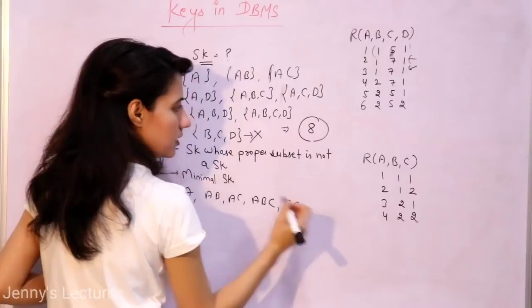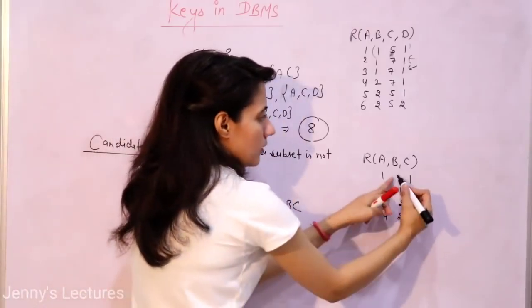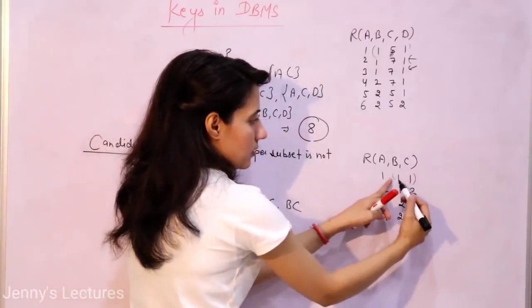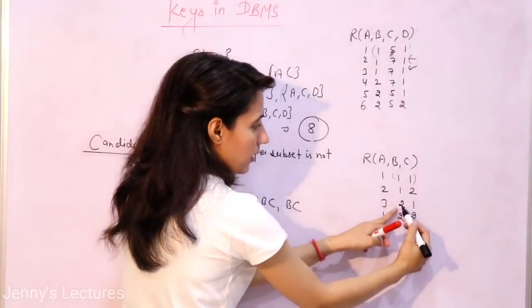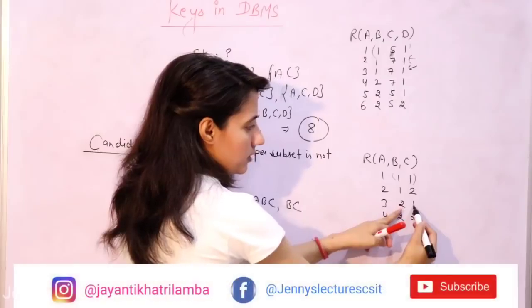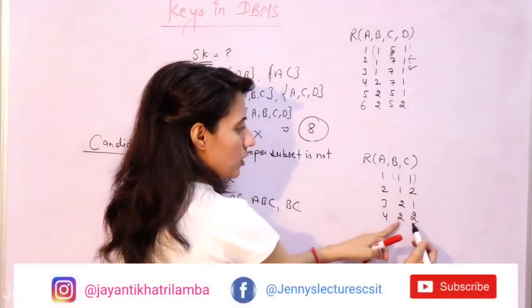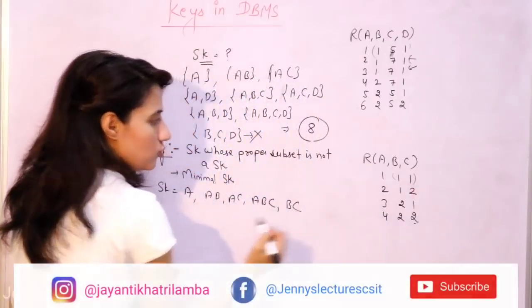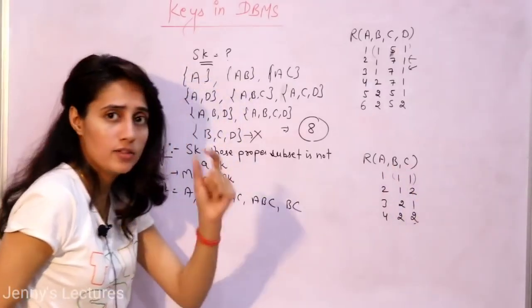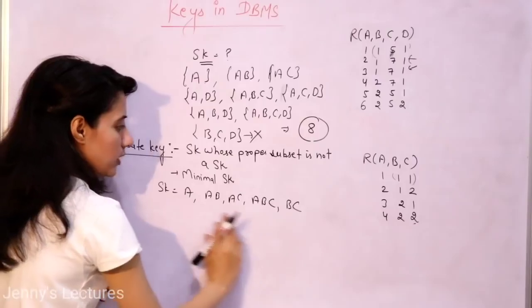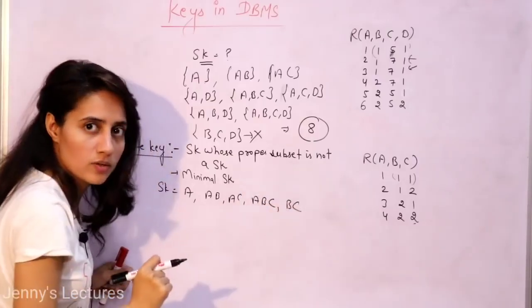Check BC, whether it is a super key or not. Combination of B and C, 1 1, it is not repeated. 1 2, it is also not repeated. Here we have 2, here we have 1 but this is changed, here we have 2 but this is now 2. So yes, BC is a super key. Using the combination of both the attributes, I can easily identify each record. So now the total number of super keys in this relation is 5, right?